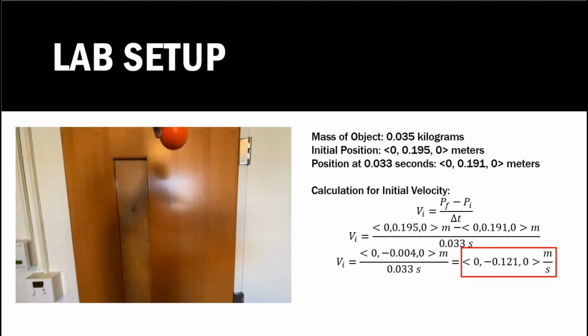<0, 0.15, 0>. Using the interval of 0.033 seconds, I calculated the initial velocity using the formula seen above, just so I had a reference point of how the velocity changed as time progressed.